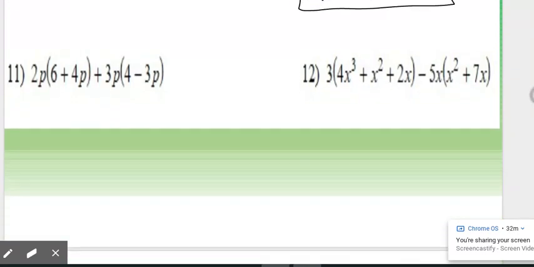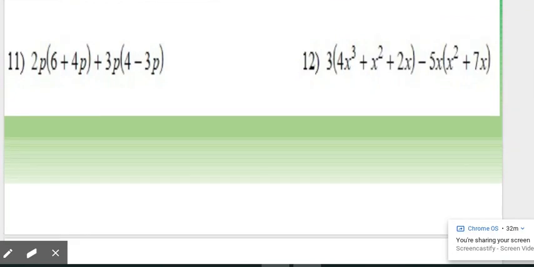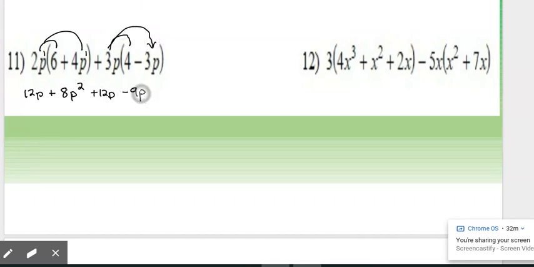Now these last two, remember you're going to distribute and then go ahead and combine like terms. So distribute is going to be 12p plus 8p squared. Don't forget when you're multiplying p's to add the exponents. Okay, this is a positive 3p, so 3p times 4 is 12p. 3p times negative 3p is negative 9p squared. And then we combine our like terms. The p squareds, 8 plus negative 9 is negative 1. And 12 plus 12 is 24.